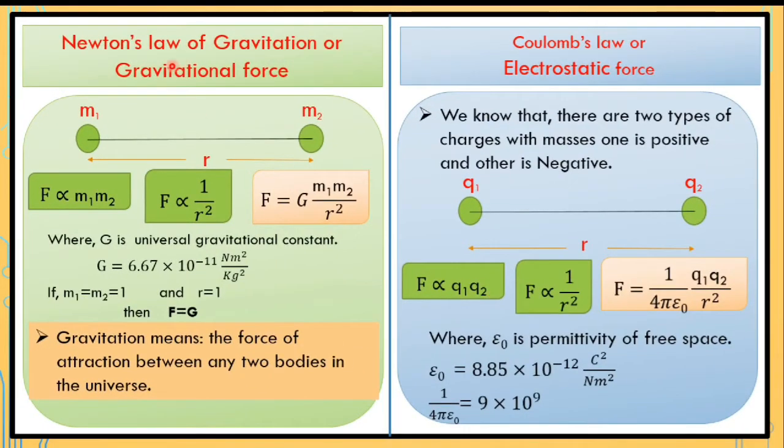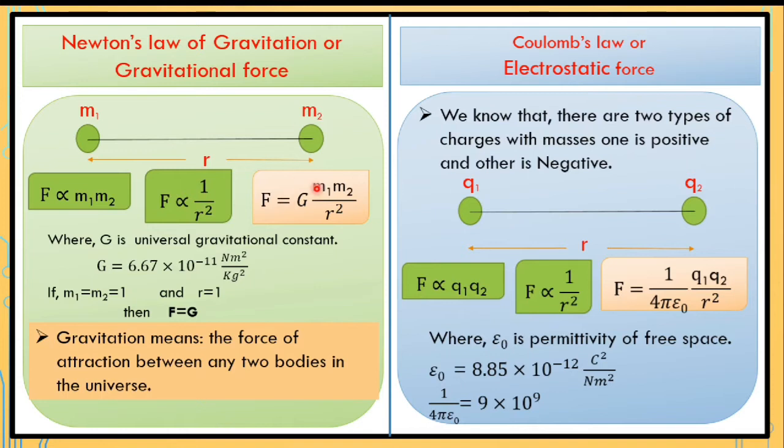So here Newton's law of gravitation is also called the gravitational force. We are familiar with that, the force which is directly proportional to the product of their masses m1 and m2 and inversely proportional to the square of the distance between them. So we can say that F is directly proportional to the product of their masses m1 m2, and F is inversely proportional to the square of the distance between them.